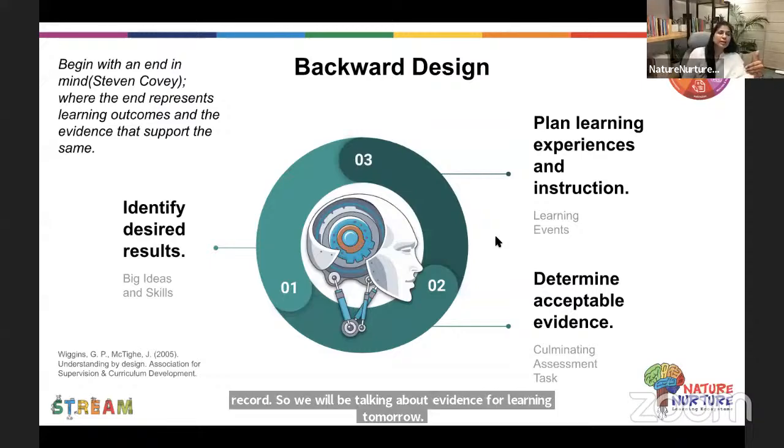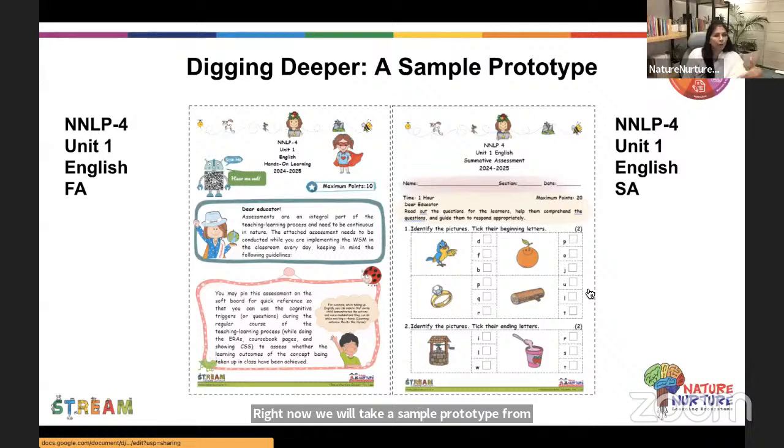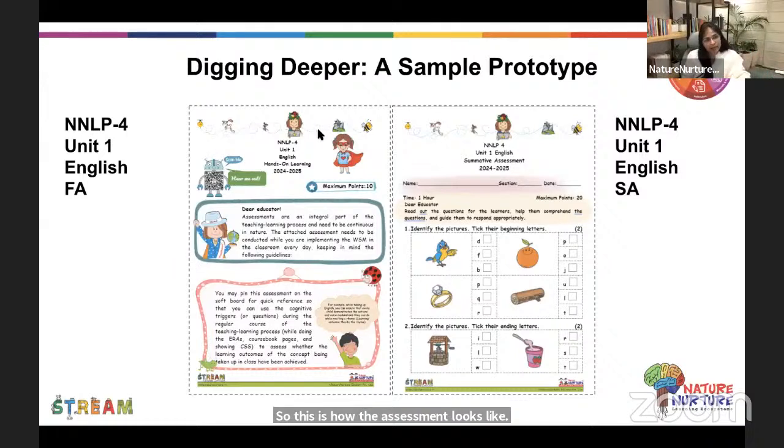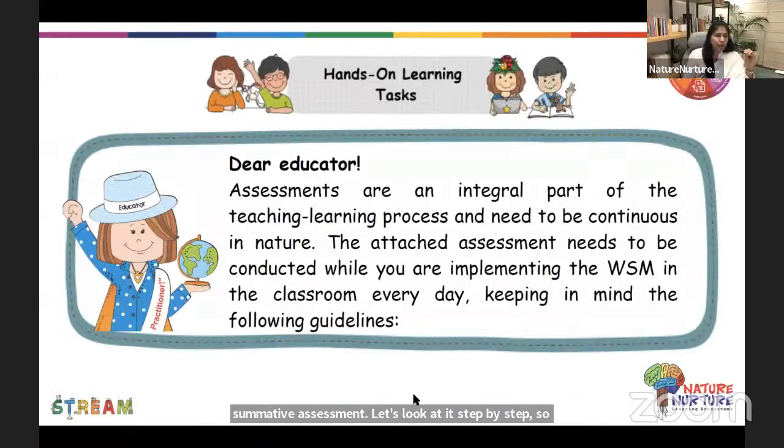Right now we will take a sample prototype from NNLP4 language formative assessment. So this is how the assessment looks like, right? So this is the formative assessment and this is the summative assessment. Let's look at it step by step. So can we move ahead? Next slide, Surya. All right. So unless and until you read these instructions, which are given in the beginning of your formative assessment, you will not be able to conduct the assessment successfully. You need to understand they are an integral part of your day-to-day teaching.